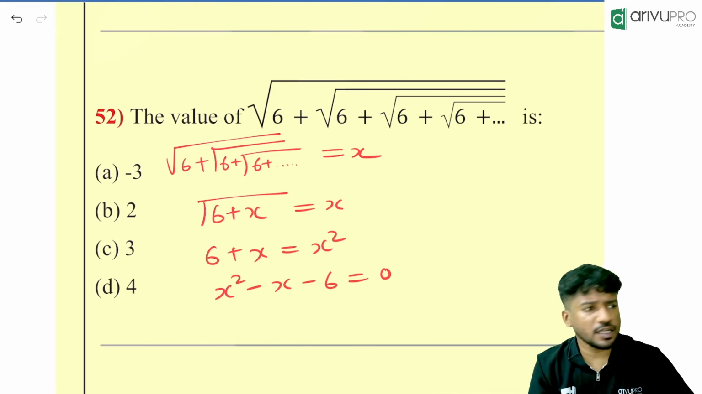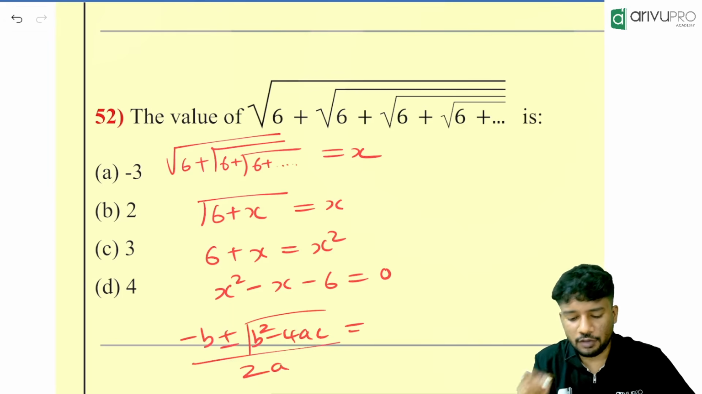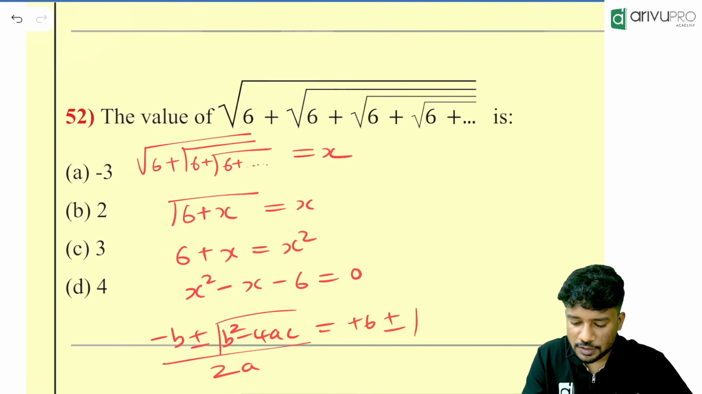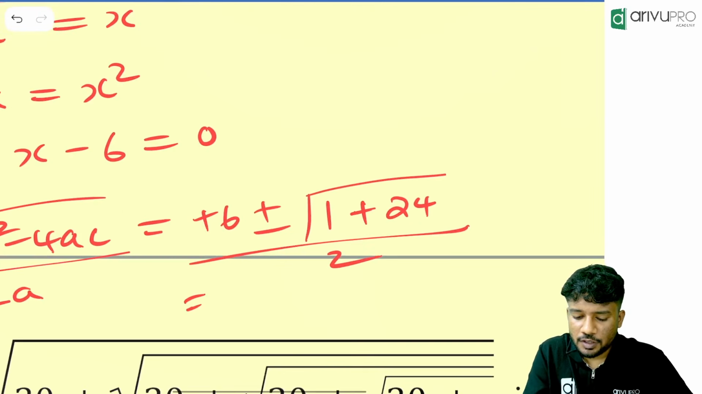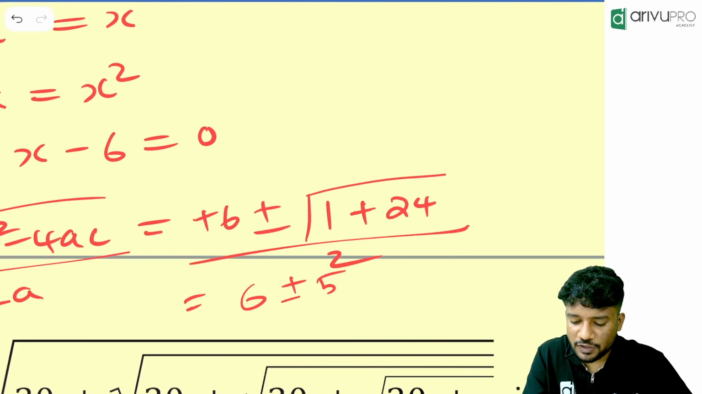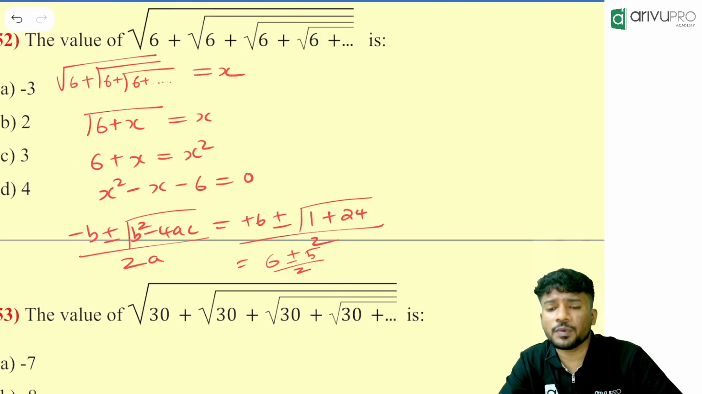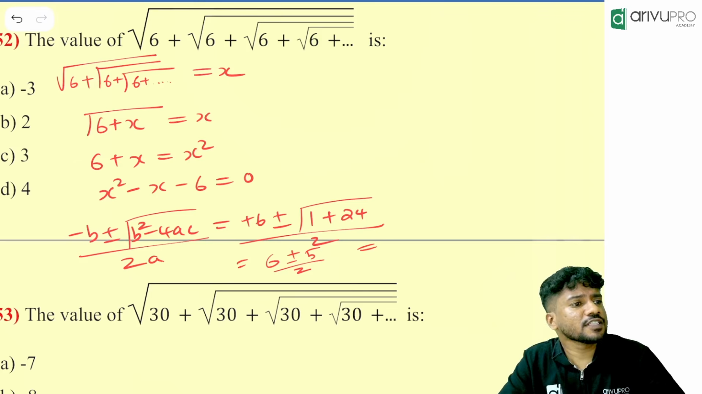How to find the value of X? The root is minus B plus or minus root of B square minus 4AC, the entire thing divided by 2A. Minus B is plus 6, plus or minus root of B square, that is 1, minus 4AC, that will become plus 4 into 6, which is 24, divided by 2. So 6 plus or minus 5 divided by 2. Root 25 is 5.